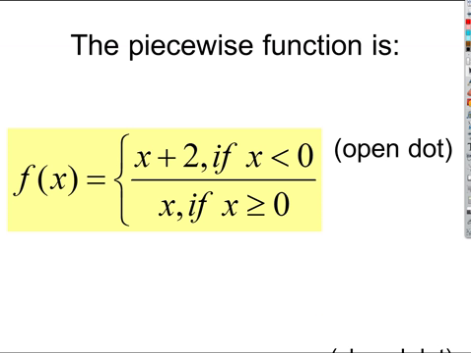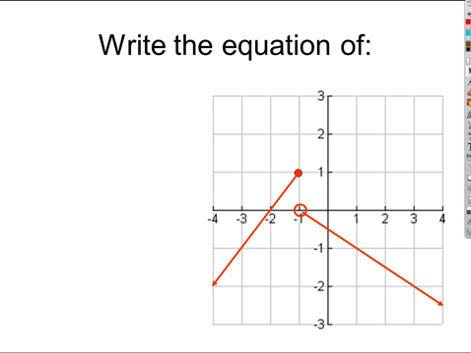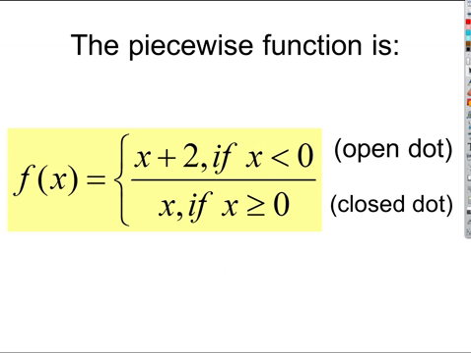Okay, so there's our piecewise function. Now, one thing looks a little different than we wrote it, doesn't it? Is this a big deal? We had the x is greater than or equal to 0 part on the top, and the x is less than 0 part on the bottom. Does it make any difference? No.